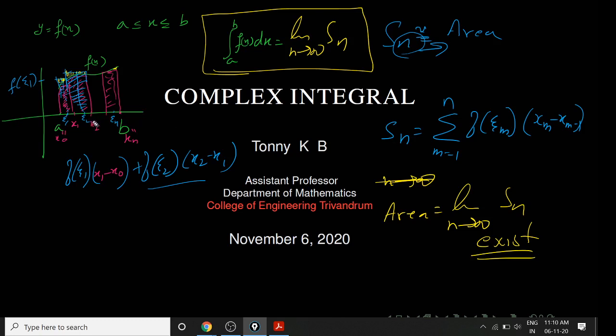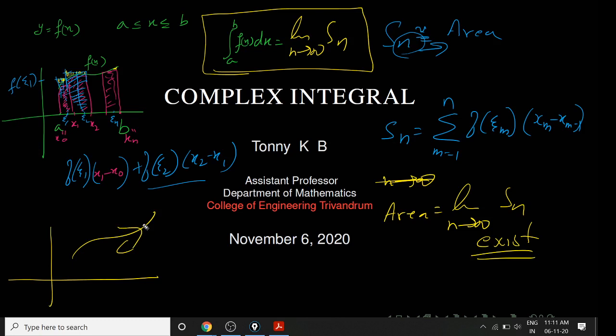In the case of real calculus, our domain is the real numbers, so we divide this real interval. But in the case of complex calculus, what about our domain? Our domain is the entire complex plane. So instead of an interval, here we consider a curve C.